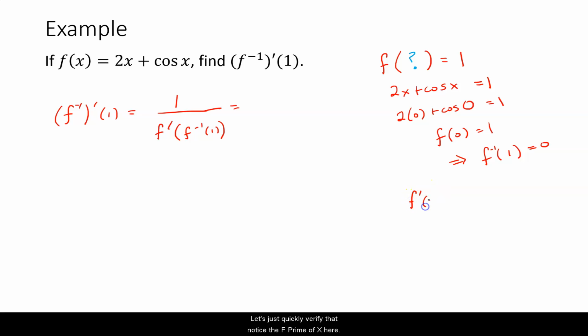Notice that f prime of x here is equal to 2 plus negative sine x, or here I'll just write 2 minus sine x. And then sine x, we know, ranges from negative 1 to 1. And so this is always going to be greater than 0 for any value of x, which means that f is always increasing. And if it's always increasing, then we know it's 1 to 1.